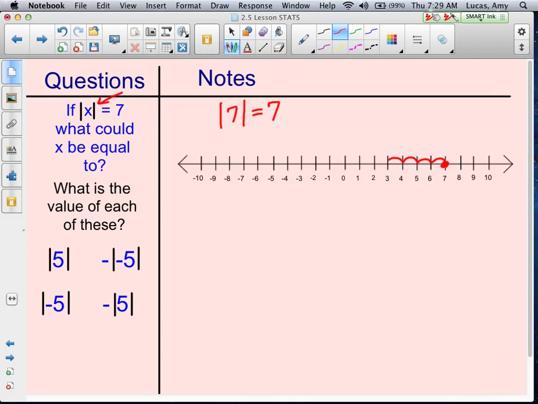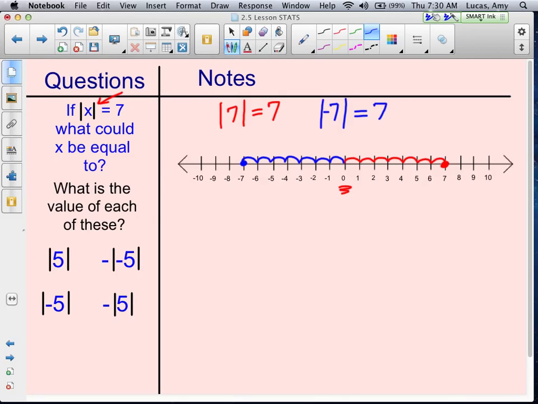1, 2, 3, 4, 5, 6, 7 units away from 0 on the number line. Hopefully you also remember that there's another number that has that same absolute value. That would be -7. The absolute value is the distance from 0. The absolute value from -7 to 0, 1, 2, 3, 4, 5, 6, 7, is also 7. Distance cannot be negative. So that's why both of these distances are +7.